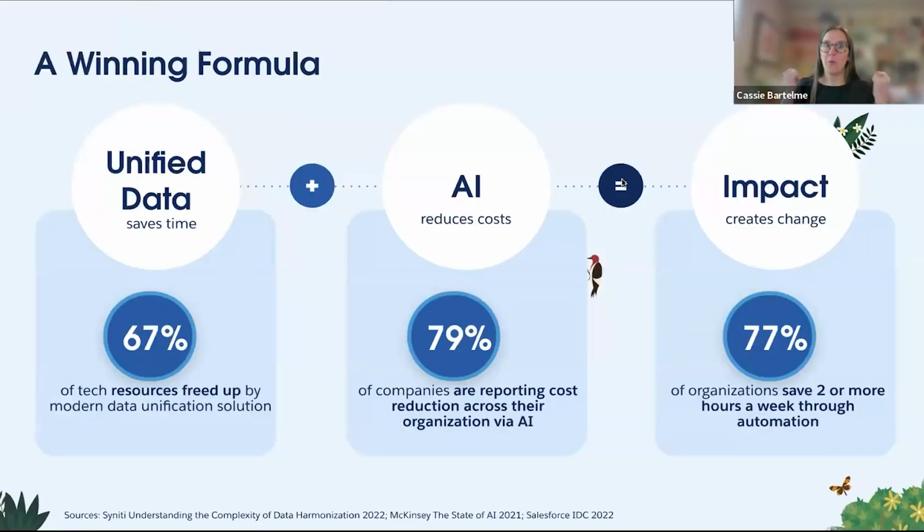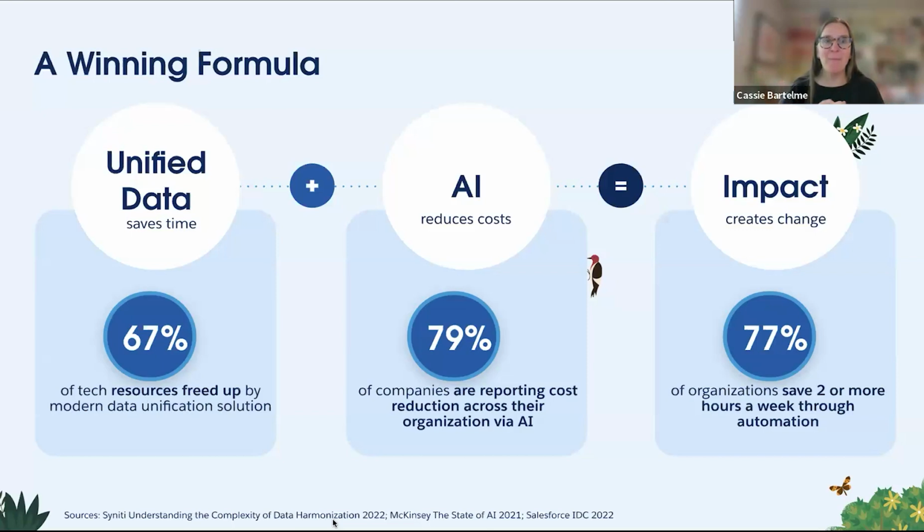And so, oop, there we go. Once we have that unified data, so here's our big formula, okay? This is it. You're about to get the secret sauce. Unified data plus AI equals impact. That's it, right? You're like, well, that was pretty easy, Cassie. I can't believe I had to sit through 20 minutes already.